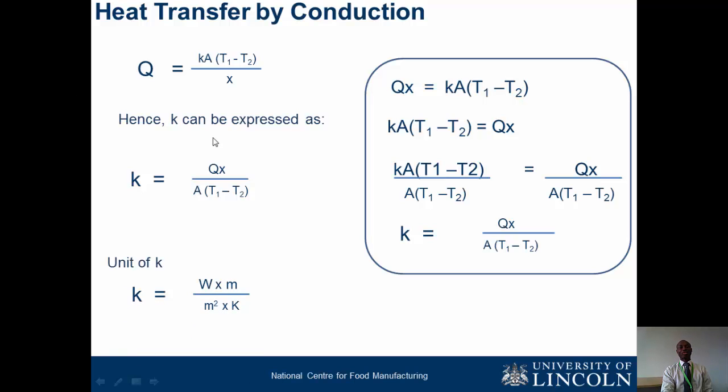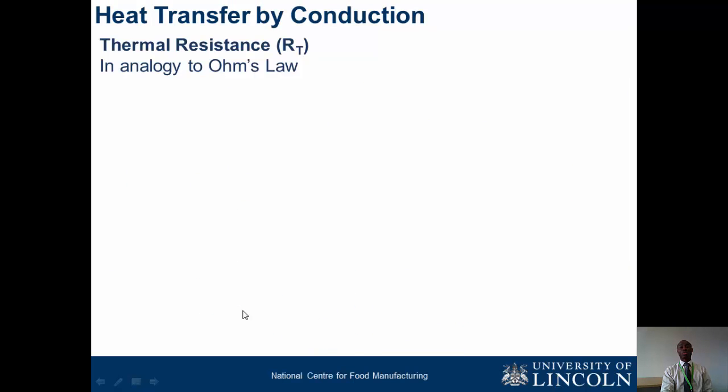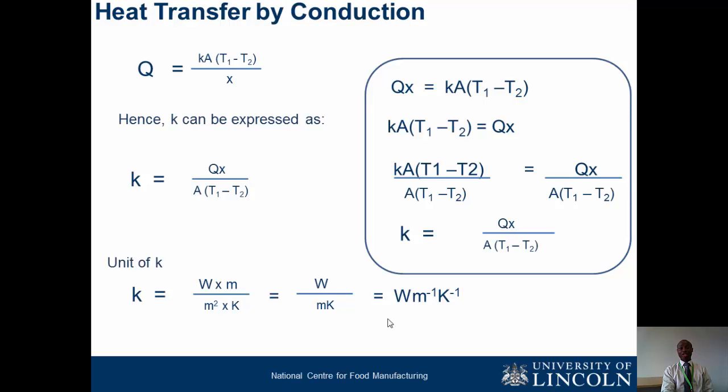Now we know from the table I gave earlier that the unit of Q is watt, which is the unit for measuring the rate of heat transfer. S is meter, and A is meter square. ΔT is the change in temperature. So from there we can have our unit for K to be watt per meter per Kelvin. So let's take note of the unit for K.